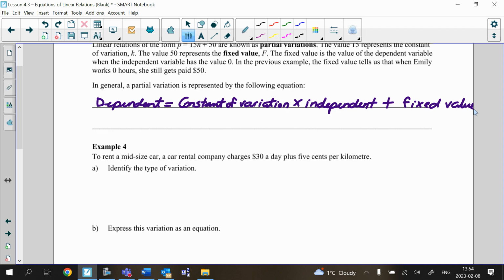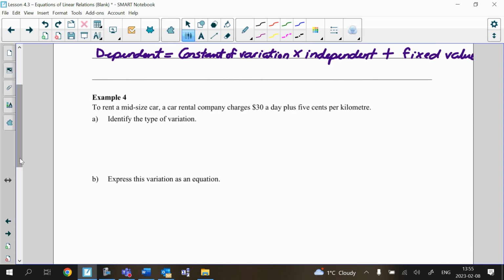Okay, so just one last very straightforward question. To rent a mid-sized car, a car rental charges $30 a day plus 5 cents per kilometer. Is that direct or partial? It's partial because there's a fixed value of $30 a day. If there was no fixed value, it's direct.